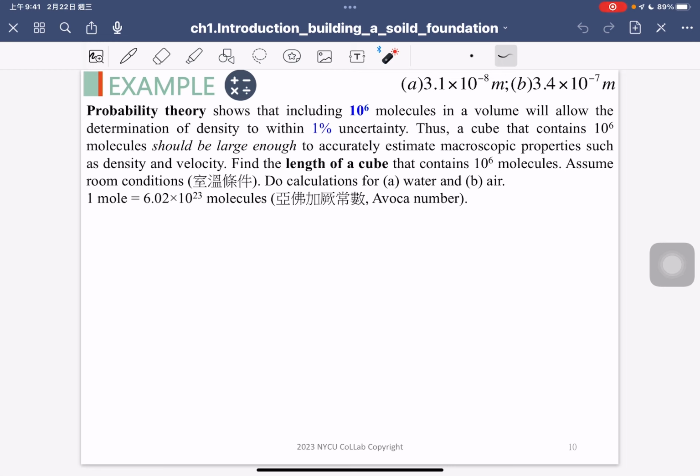Okay, but we have a cube that contains 1 million molecules, which should be large enough to accurately estimate the micro properties such as the density and velocity. So that is the interpretation for our exercise. And what's the key? We are trying to answer the length of the cube. So we need to decide the cube size, and the cube contains 1 million molecules. Assume we are under room conditions, and please calculate for the materials, the water and the air. So right now you only know I capture the water or I capture the air, and I need to decide the cube size so that I can satisfy the continuum assumption.